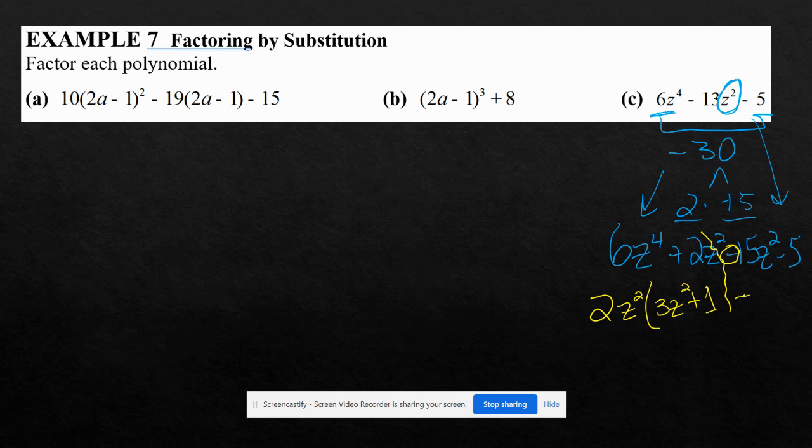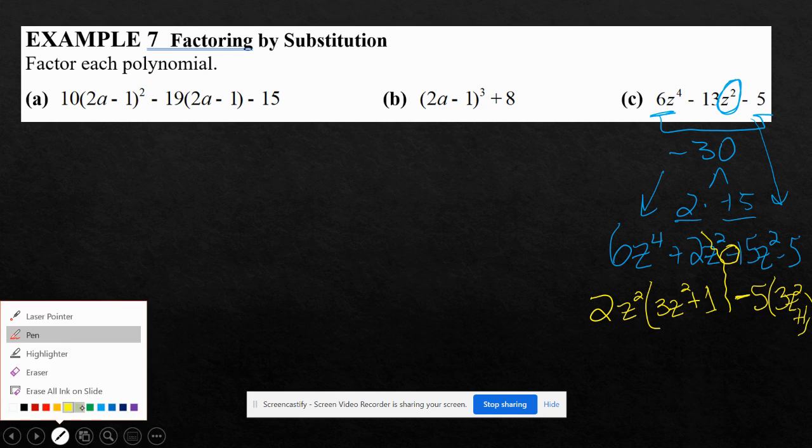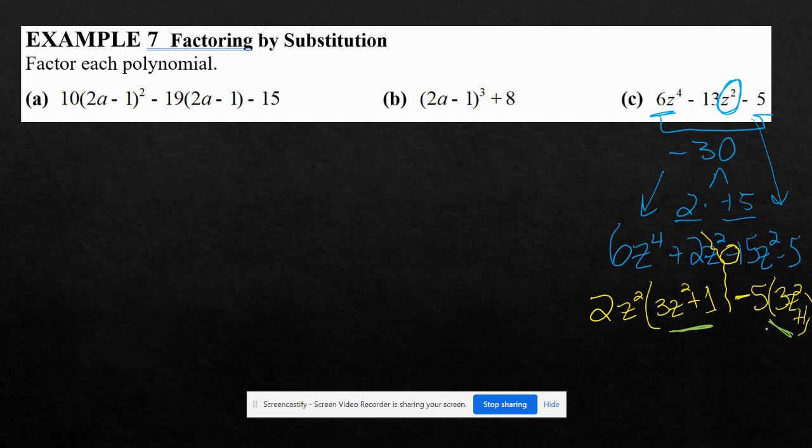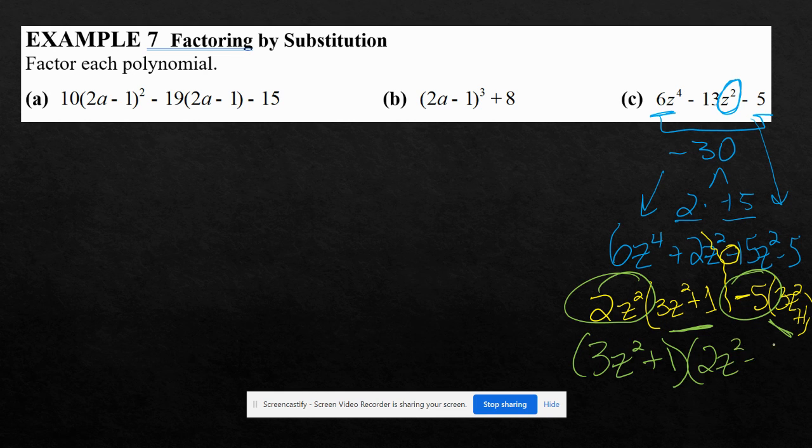On the right side, it starts with subtraction. The common factor here is negative 5. Negative 15z squared divided by negative 5 is positive 3z squared. Negative 5 divided by negative 5 is positive 1. Well, now our new GCF is 3z squared plus 1. And our leftovers then are going to be 2z squared minus 5.